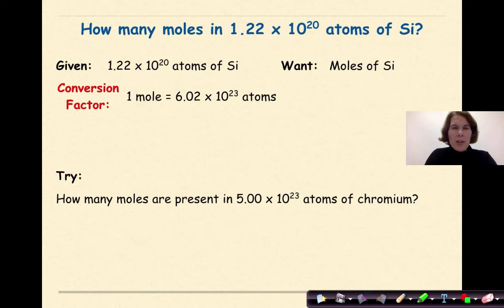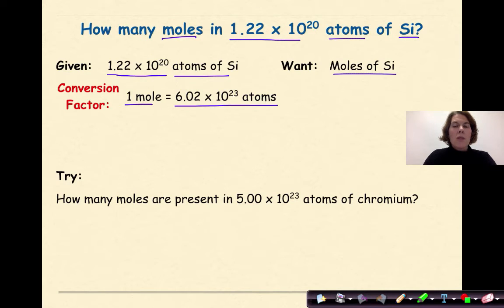Let's go in the opposite direction now. How many moles are in 1.22 times 10 to the 20 atoms of silicon? So my given is 1.22 times 10 to the 20 atoms of silicon, and I want moles of silicon. My conversion factor, again, will be 1 mole is equal to 6.02 times 10 to the 23rd atoms. So the first thing that I'm going to do is write down my given. 1.22 times 10 to the 20 atoms of Si.